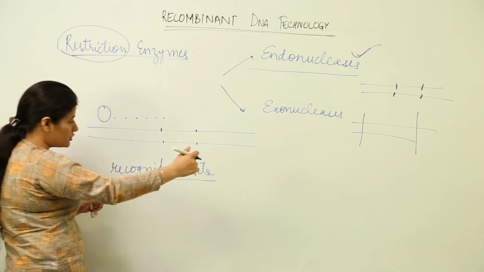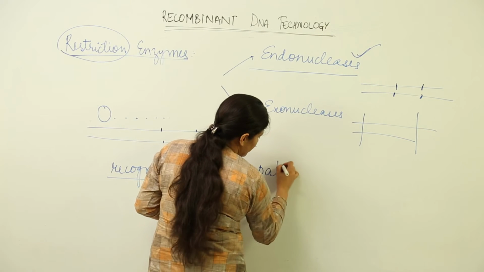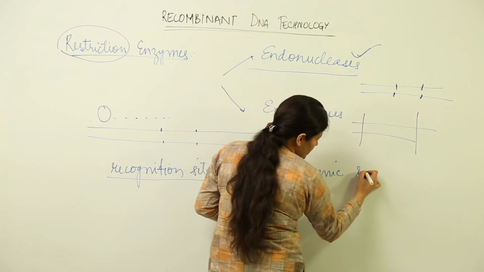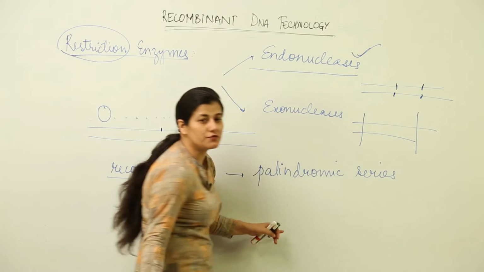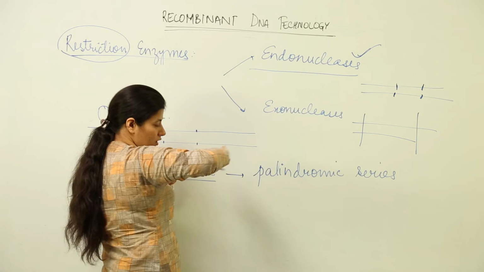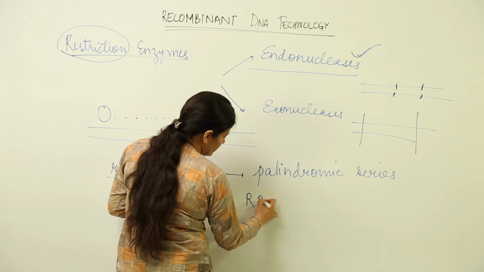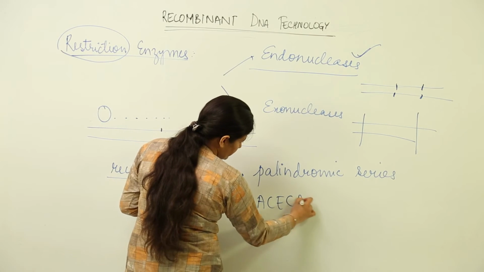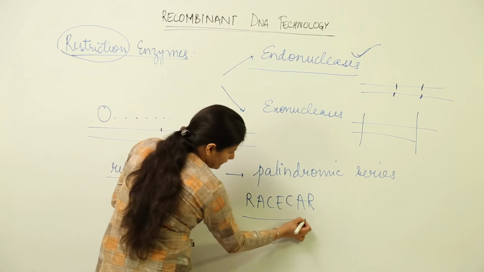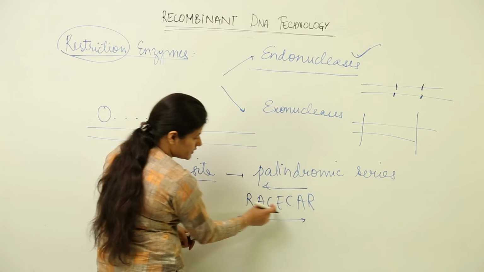For a restriction endonuclease, the recognition site has to be a palindromic series. Now what is a palindromic series? First of all, what is a palindrome? You know what is a palindrome? The word that is read from front and backwards, it is the same. Supposedly we have race car. Read it this way, RACECAR, race car. Read it this way, again it is race car.